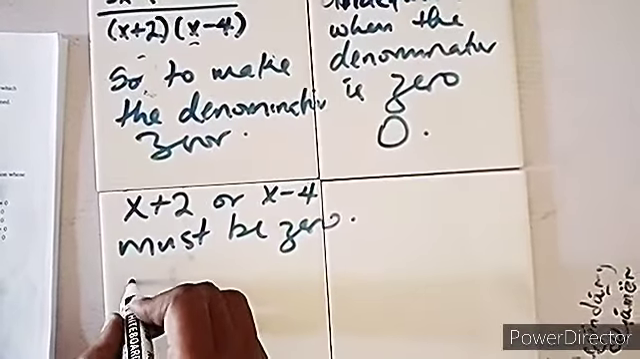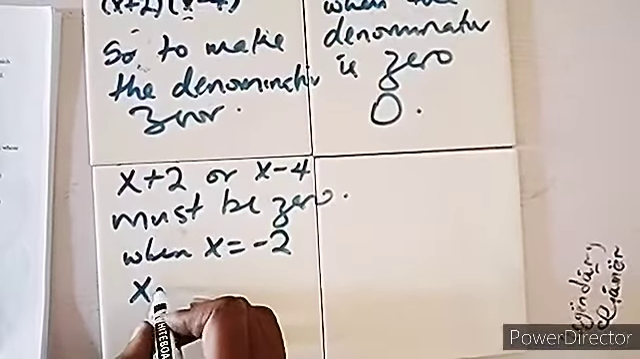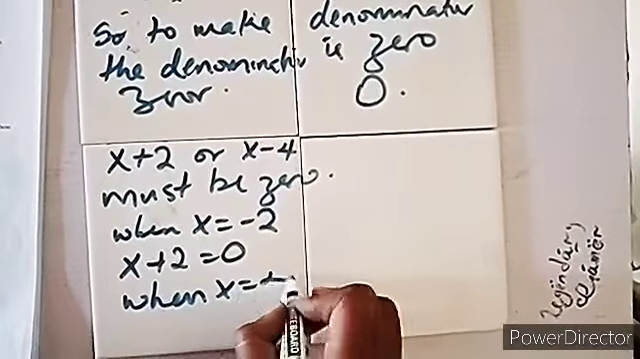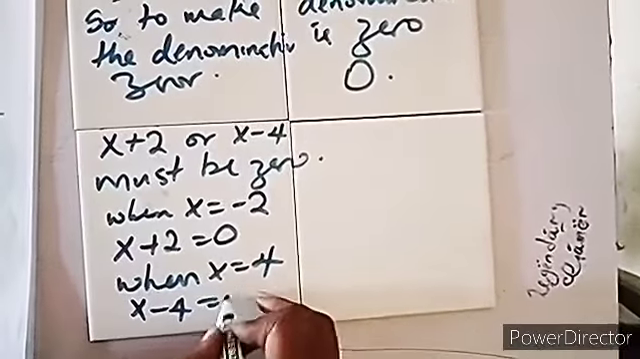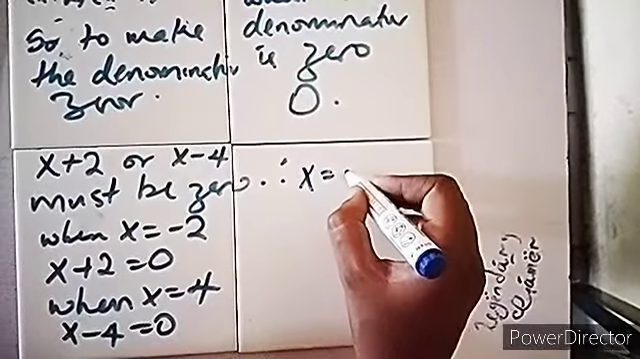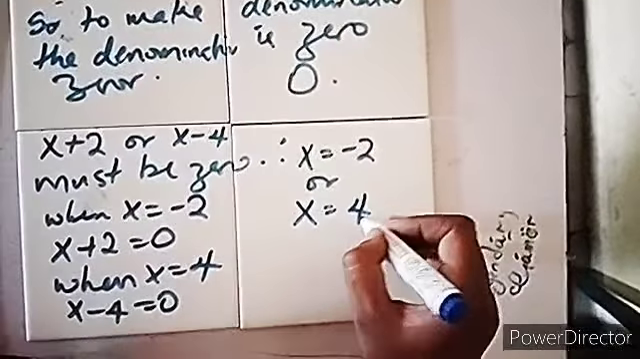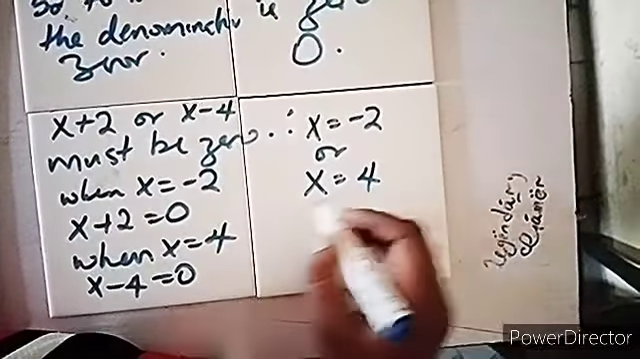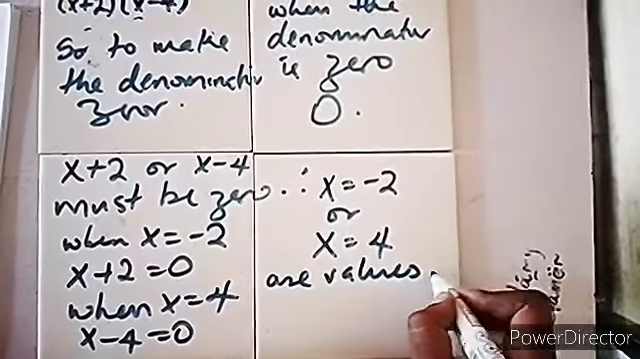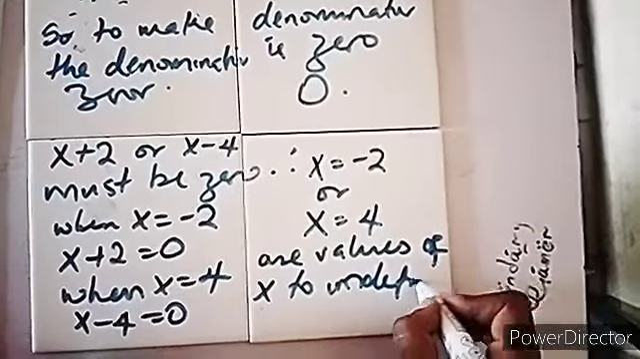So for x plus 2, we all know that when x is minus 2, x plus 2 will be 0. Then when x is equal to 4, we know that x minus 4 will be equal to 0. Therefore, the values of x for which we'll have a 0 denominator is x equal to minus 2 or x equal to 4. And so that's the values of x for which this expression will be undefined.